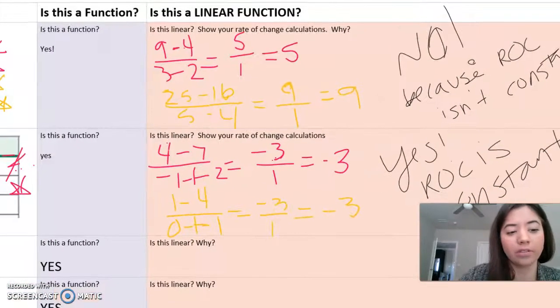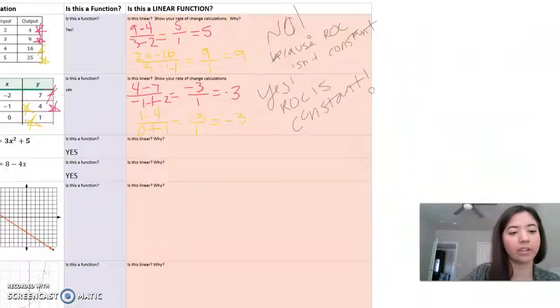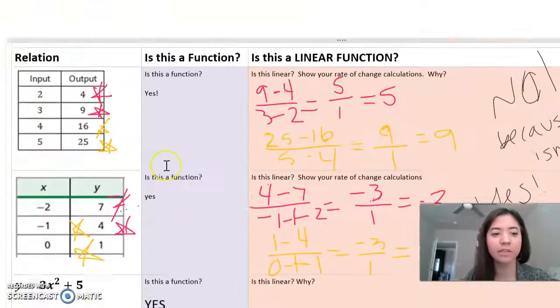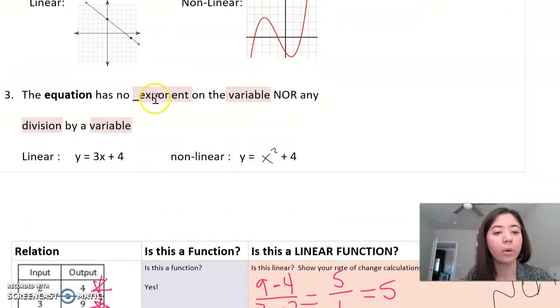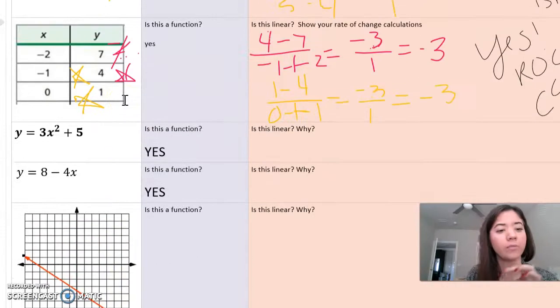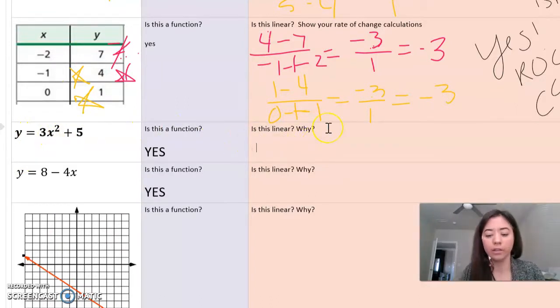All right, now we just have some equations and then tables, and then you'll head on to independent practice. So we have equations next. Let's revisit our rules a second. So for equations, if there is no exponent on the variable and no division by a variable, as long as none of those are there, it is linear. So this one, we have 3x squared plus 5. Is this one linear? This one would be no, because there is an exponent on my variable.